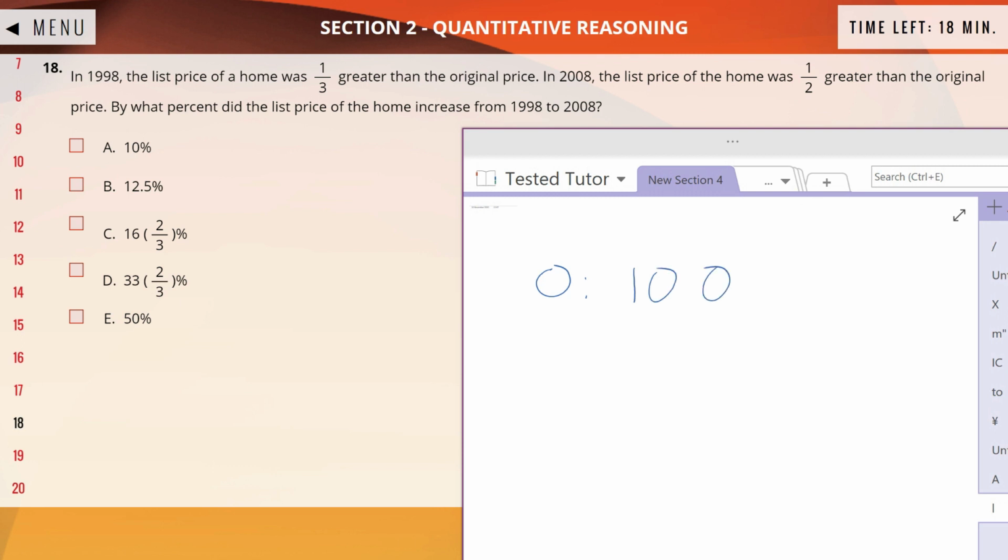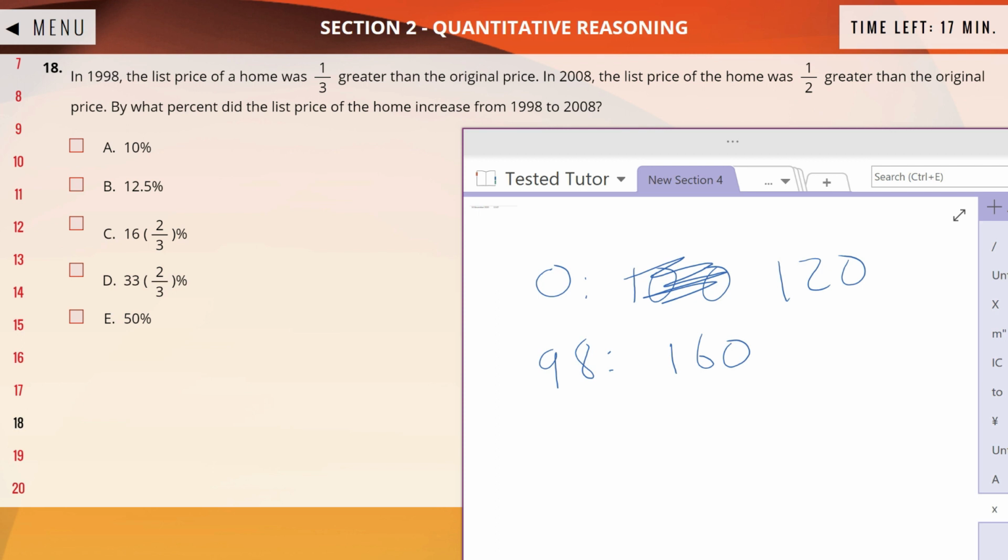And then in 98, you can see when this test was written, by the way, because all the numbers are maybe 2008. In 1999, the price of the home was a third greater than the original. So let's make the original 120, so it's a multiple of 3. So in 98, it's a third greater than that, which is 160. Okay, smart numbers, you go back and change your number. You don't just stick to a number.